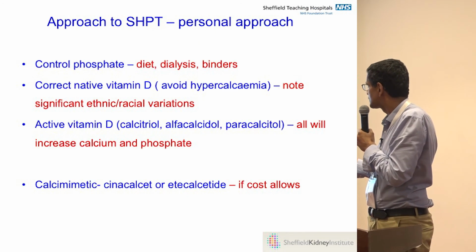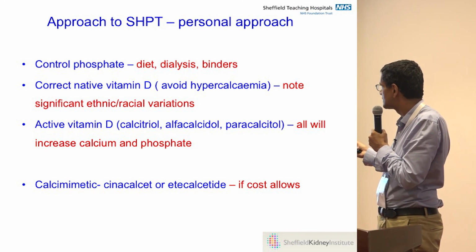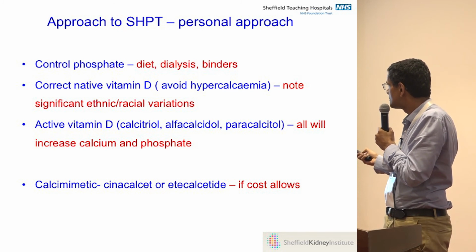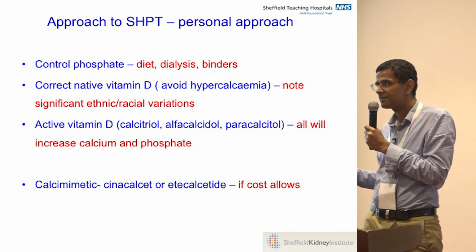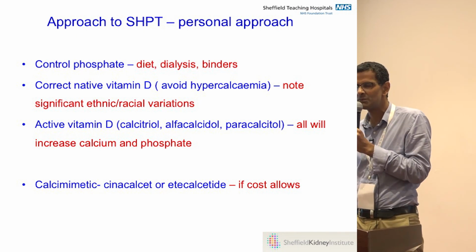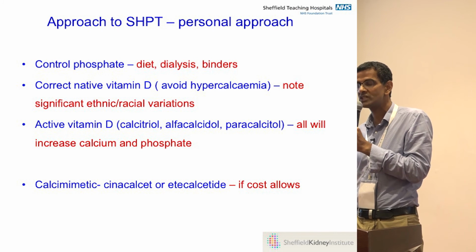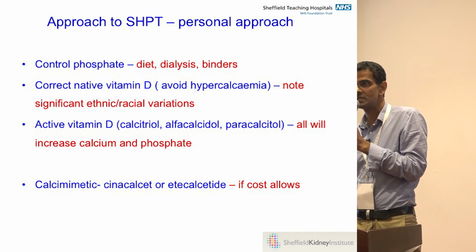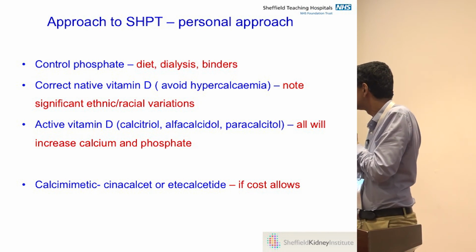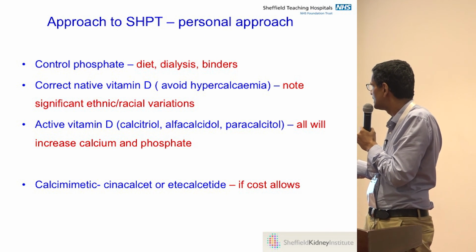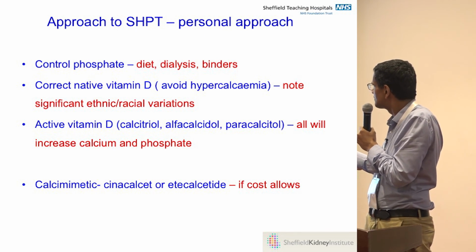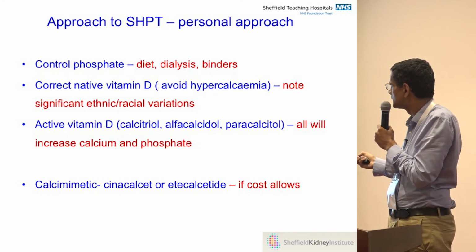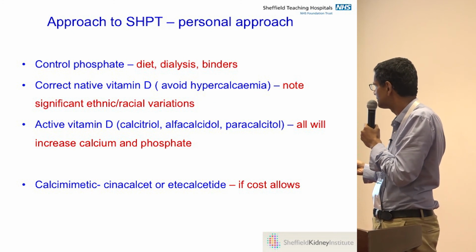So in terms of management then, what would I do? I'd control phosphate, whether that's with diet, dialysis, or binders, or a combination of all three. Then native vitamin D, so you want to correct native vitamin D, and I think the one thing I would say is that most vitamin D levels have been normalised for a kind of Western population, really, and there are big ethnic variations in vitamin D binding protein, which affects how you interpret vitamin D levels. So vitamin D levels are very difficult to interpret, and we don't know whether correcting vitamin D makes a difference to patient-centred outcomes. There's a study in the UK which is looking into giving native vitamin D to dialysis patients.